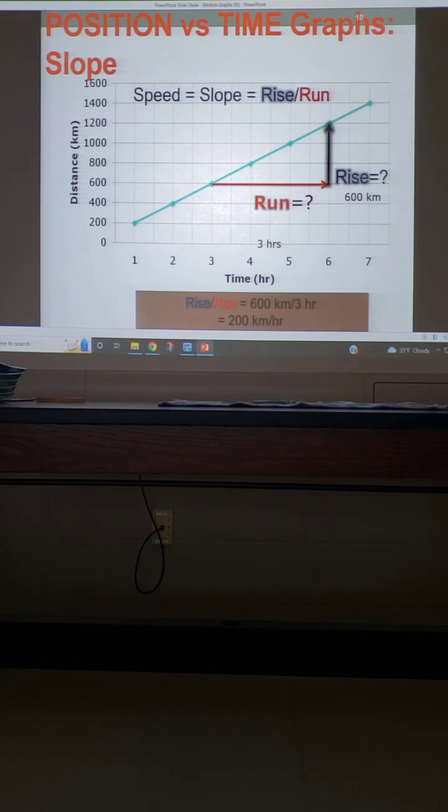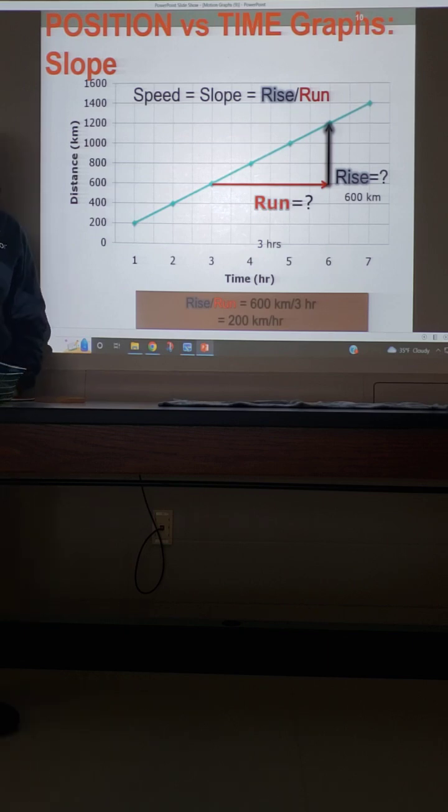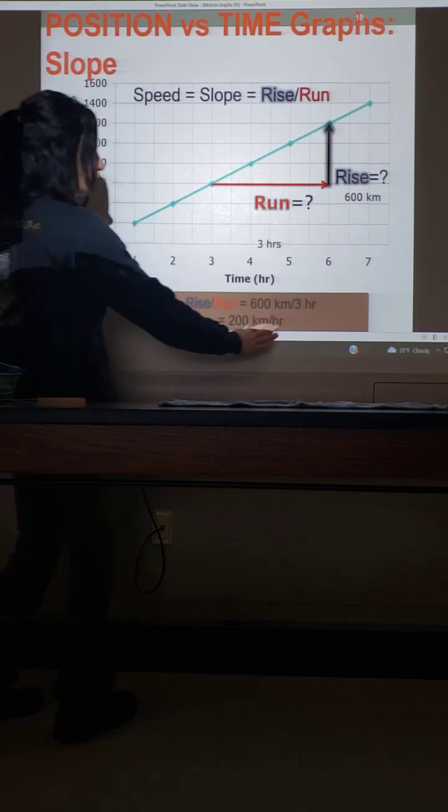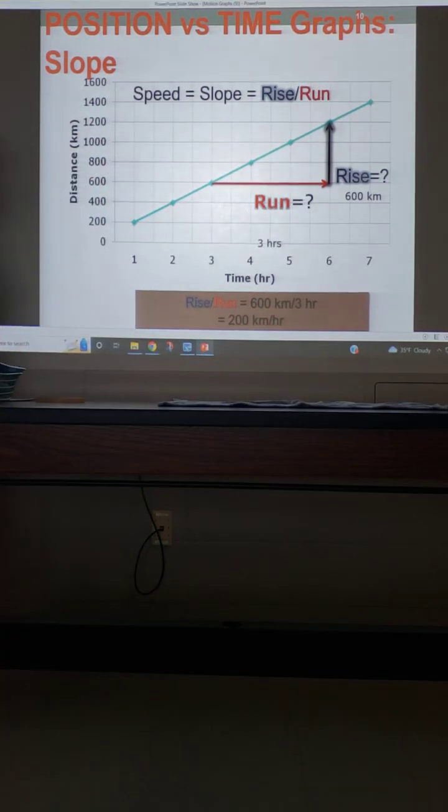So you can calculate the speed from the data in the graph by using the slope. If I had just said, what is the slope of this line? Then it would just be 200. You don't need that kilometer per hour.